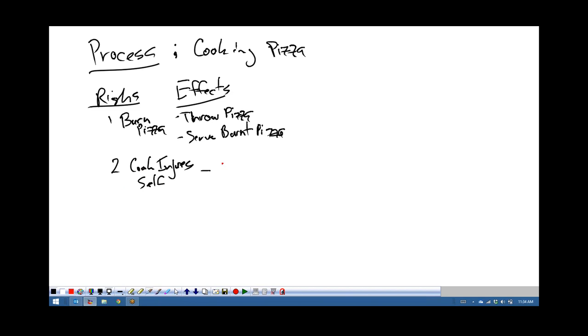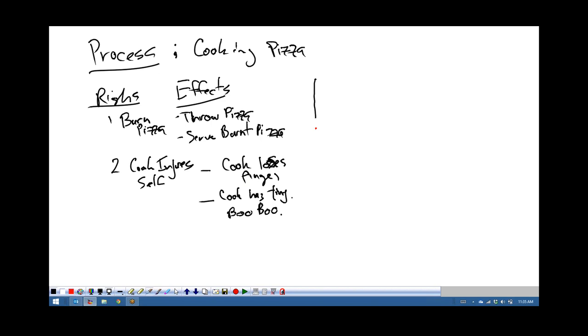An effect might be cook dies, or cook loses arm, loses finger. Let's make it less catastrophic. That would be a really bad one. Or another one might be cook burns pretty bad. Or another one would be cook has a boo-boo, a tiny injury. Those two things are very different in their effects. Does that make sense to everybody?